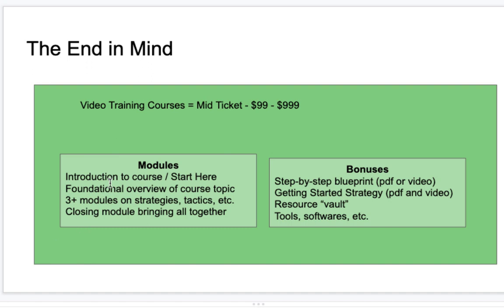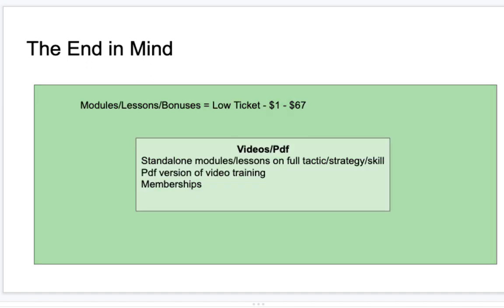And then each part of your modules or your bonuses can become your very low ticket. Your low ticket is $1 to $67 typically. And again, it's videos or PDFs. These could be your standalone modules or lessons.